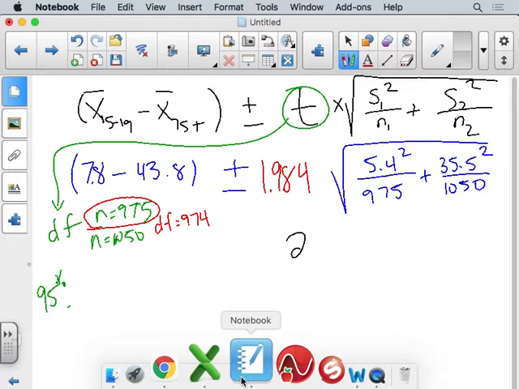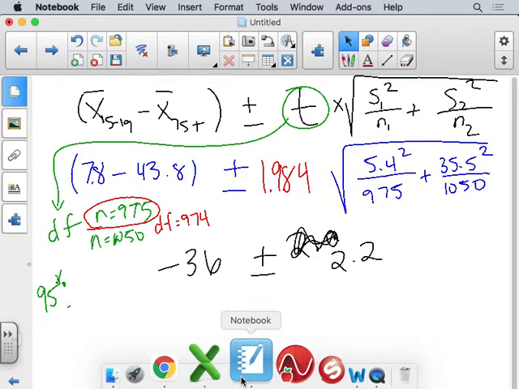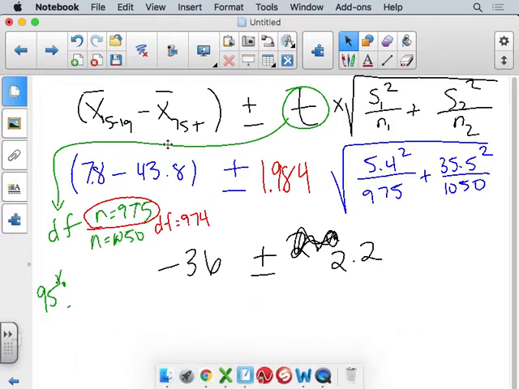Okay, so when I get that, I'm getting 2.200. So just 2.2. There's a good one there. And then 7.8 minus 43.8 is negative 36, plus and minus 2.2. So if you did it the other way, at this point, you should have positive 36 plus or minus 2.2. You still get 2.2. It doesn't matter.